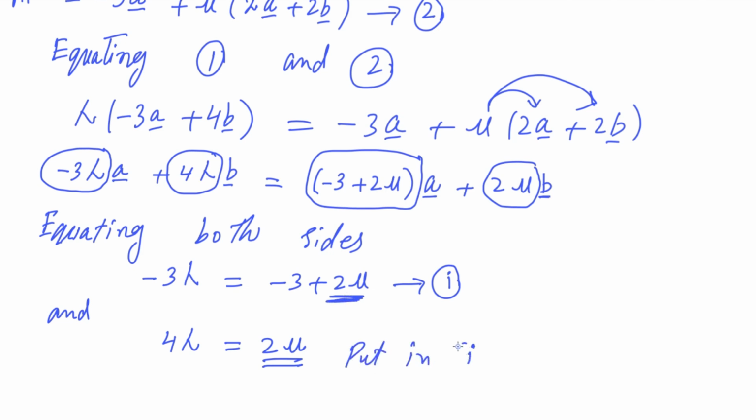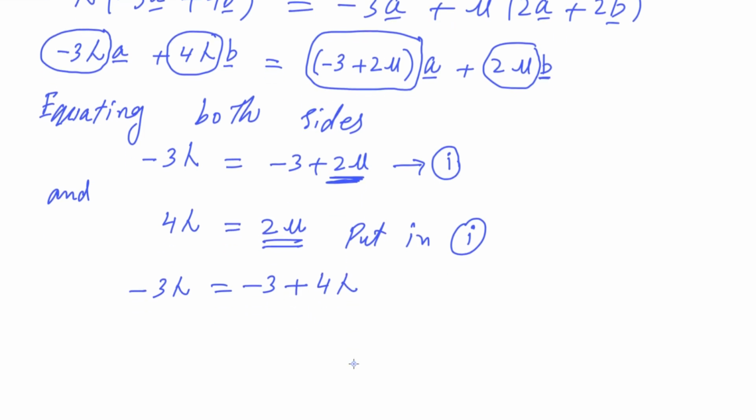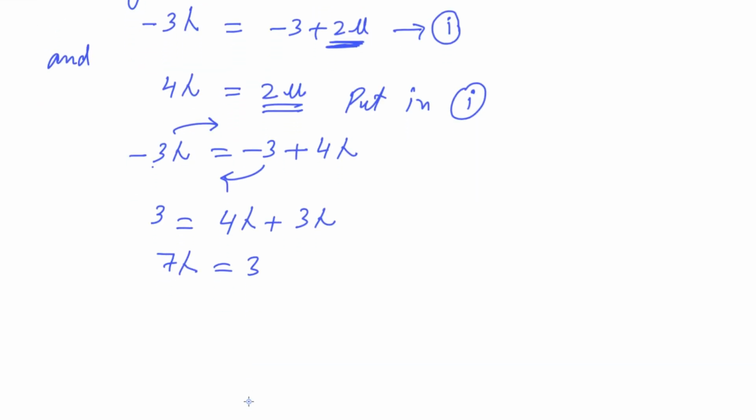Put in this equation number 1. Minus 3 lambda will be equal to minus 3 plus, instead of 2 mu we can write plus 4 lambda. Now 4 lambda will be equal to, we can take this negative 3 on the right side and this negative 3 on the left side, so it becomes positive. This becomes positive as well. So 4 lambda plus 3 lambda, 7 lambda will be equal to 3, and the value of lambda is equal to 3 by 7.